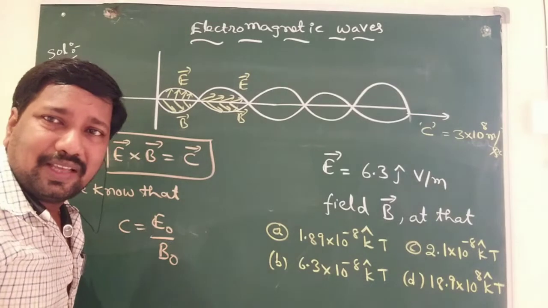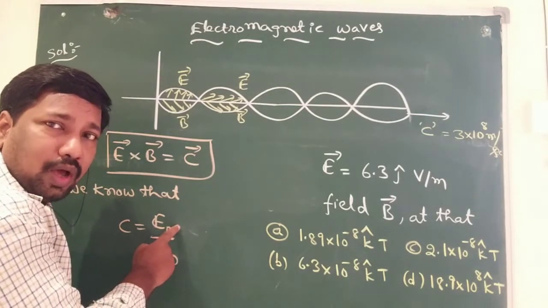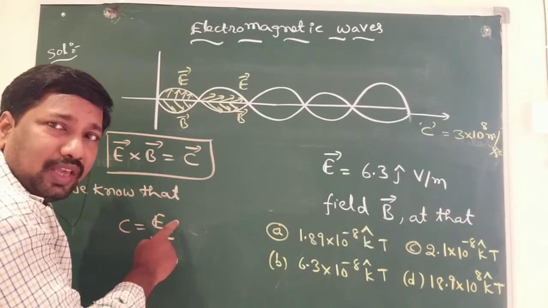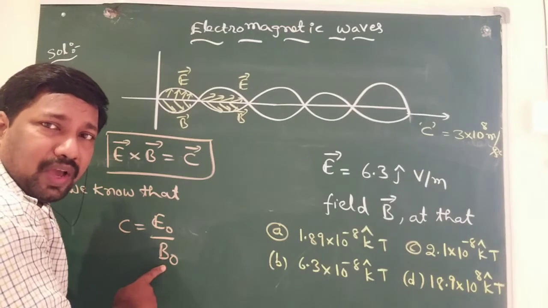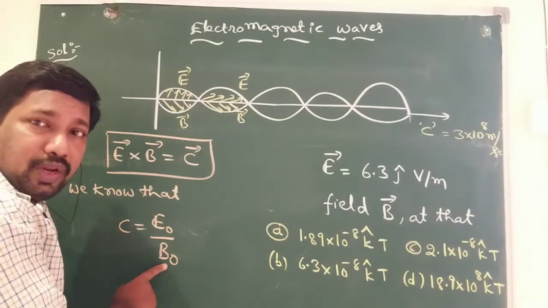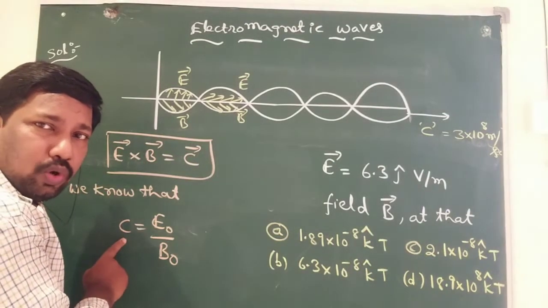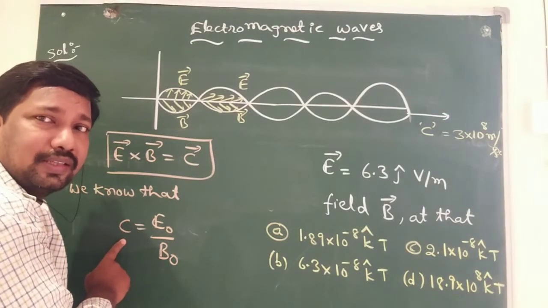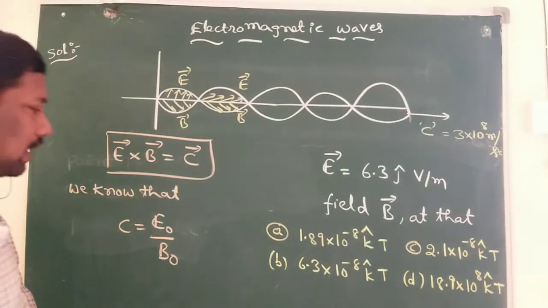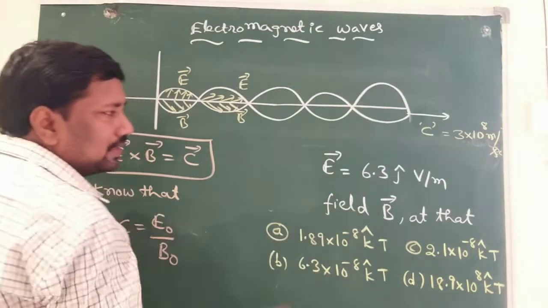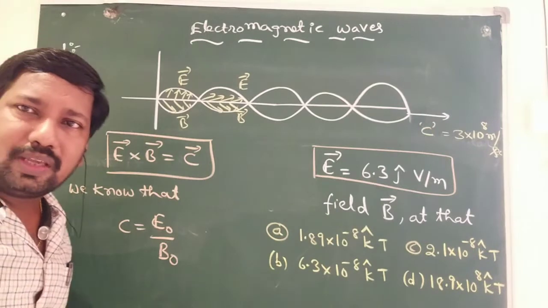Here E naught is the maximum amplitude or maximum value of the electric field intensity. Here B naught is the maximum value of the magnetic field induction. Therefore E naught by B naught is equal to C, where C is the velocity of the electromagnetic wave. In this case, the given value of E naught is 6.3 j cap.